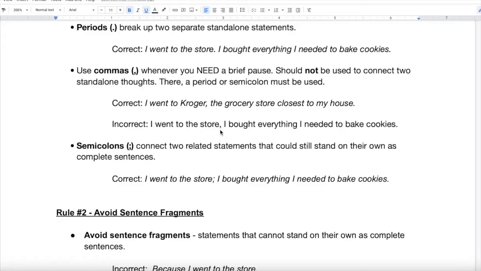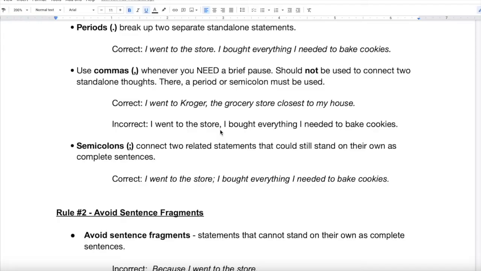You can't separate them with a comma. It's not enough of a break between those two statements. And really, if you're reading it more accurately as a brief pause, which you should with a comma, you'd read it like this. I went to the store. I bought everything I needed to bake cookies. And that does sound weird if you take a brief pause, which is what a comma is supposed to be.